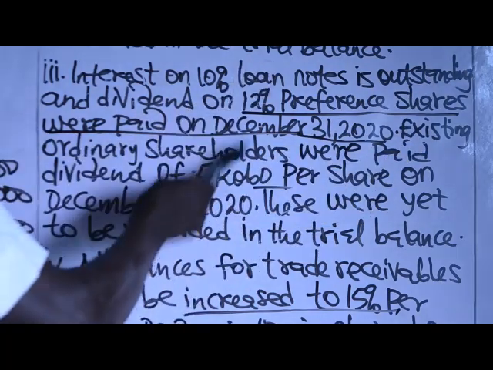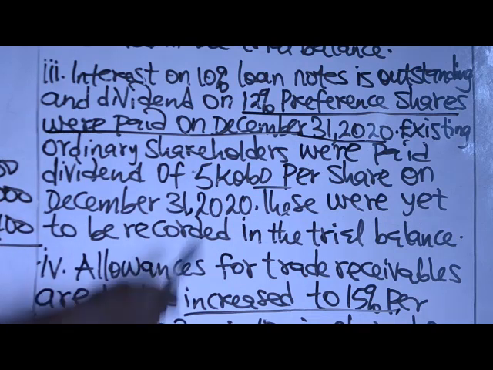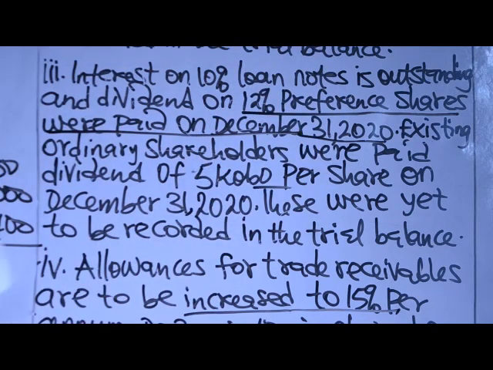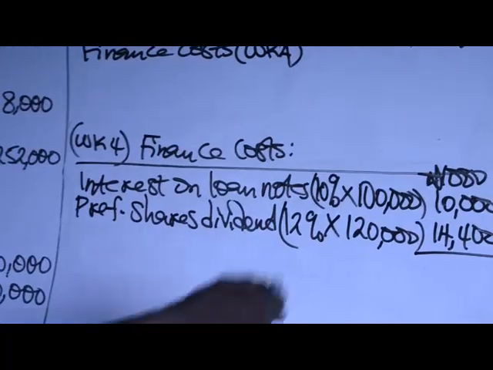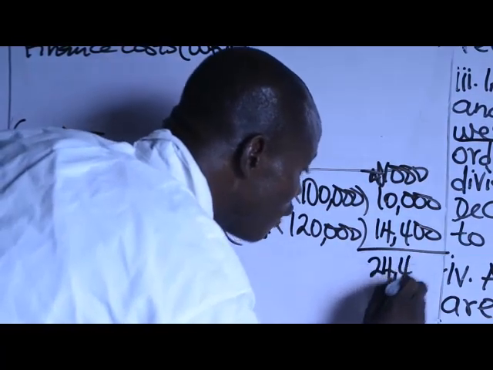Existing ordinary shareholders were paid dividend of 5 kobo per share on December 31st, 2020. These were yet to be recorded in the trial balance. So, when you sum it up, you have 24,400.